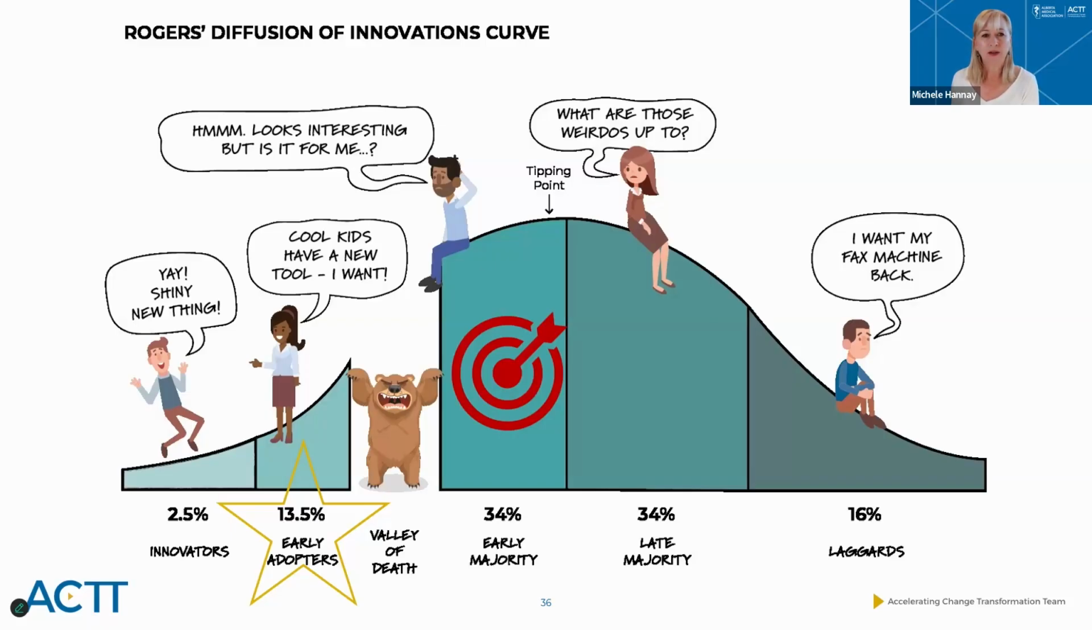So if we can make the early adopters visible, and position them to connect with the early majority and share their experience and guidance, we have a much better chance of avoiding that valley of death. And this applies whether it's a 20-person clinic or a 2,000-person organization.